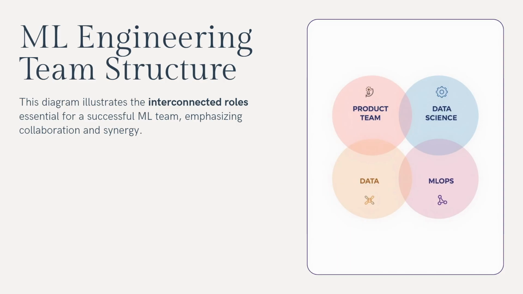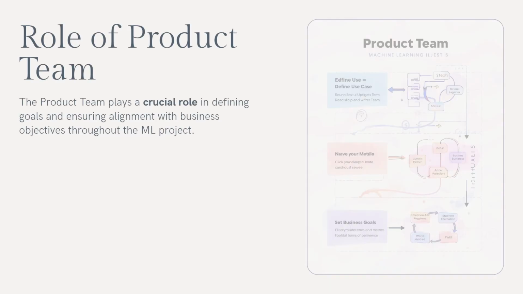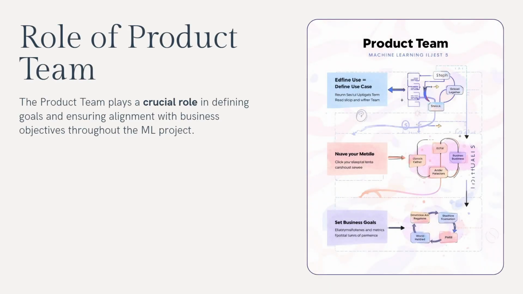To start with, the product management team. The product management team drives the business direction. They identify use cases where machine learning can make a difference. For example, ranking products on an e-commerce site so that customers see the best matches first.